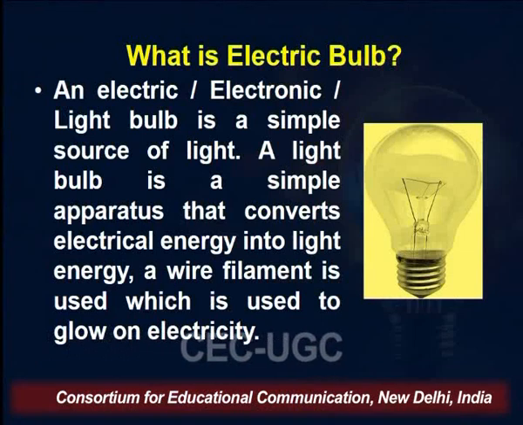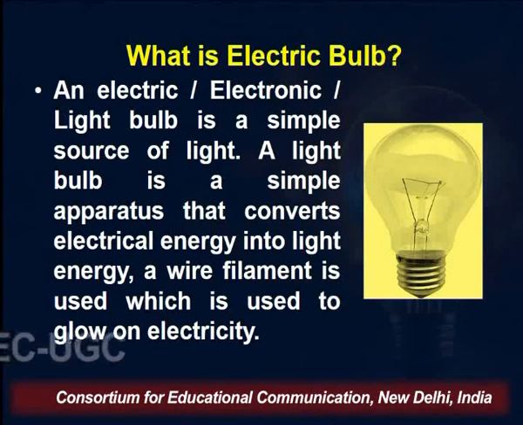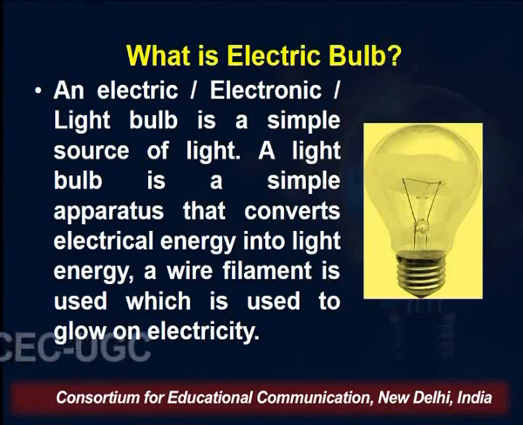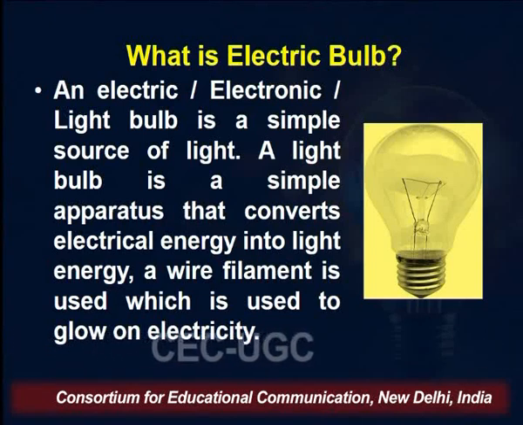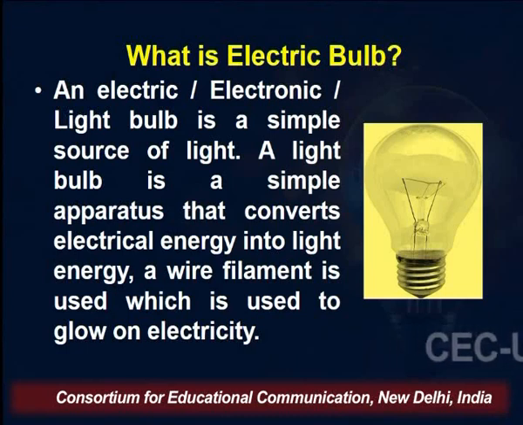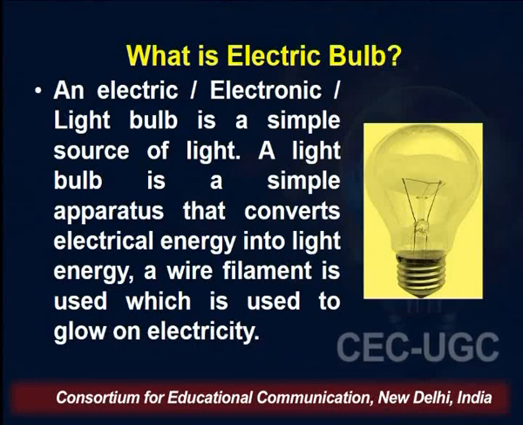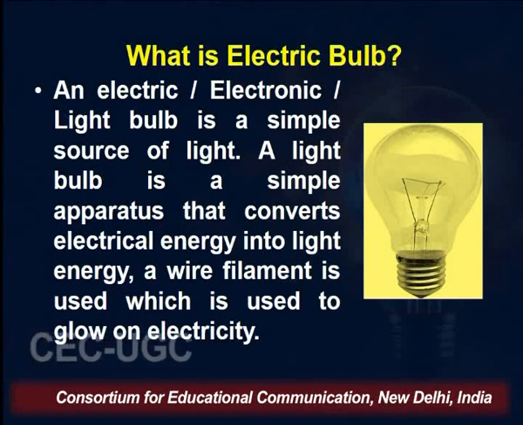The electric bulb is also known as the electronic light bulb, electronic bulb, or simply a light bulb. It is a simple source of light. A light bulb is a simple apparatus that converts electrical energy into light energy. You see on the screen this bulb that we commonly use in our houses as well as in our institute. This is a simple conversion of electricity into light, and that's why it is called a light bulb, which glows on electricity.